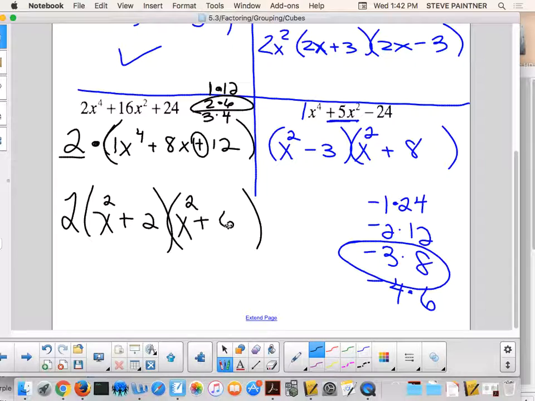That's it. Should have asked you, can I factor this or this? No. Not perfect, not perfect. Not even a minus in the middle. We can't do anything.